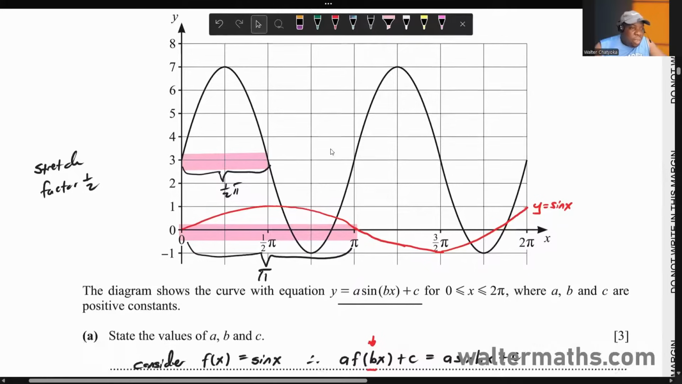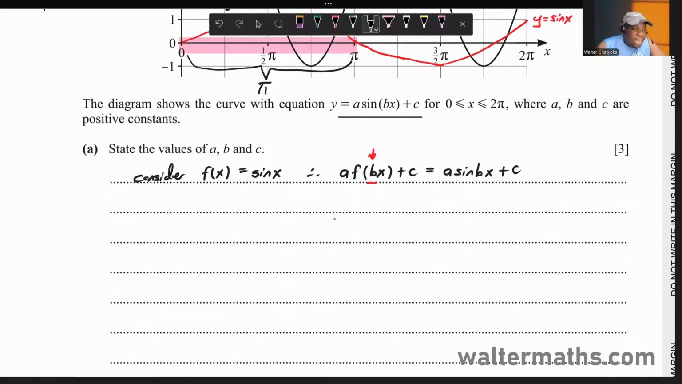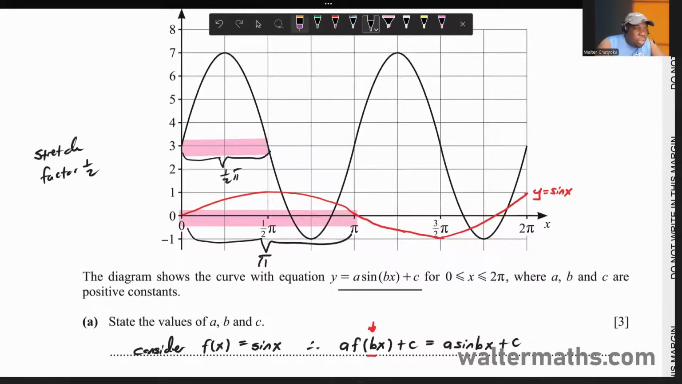All right. So when we represent that in the function, we will be saying that b is equal to 1 over the factor. So b is essentially 2. Let's go on to the next thing.